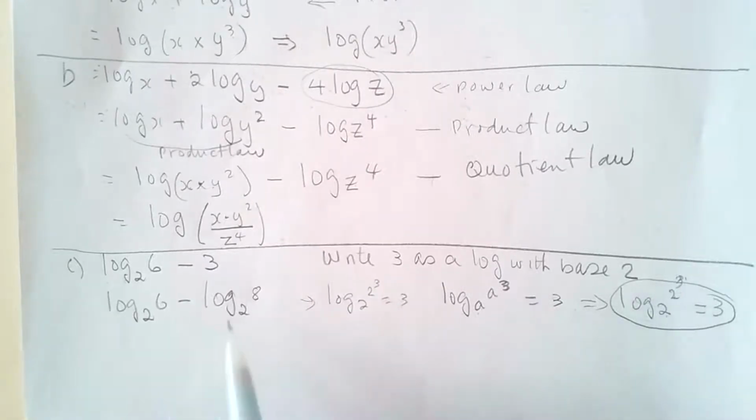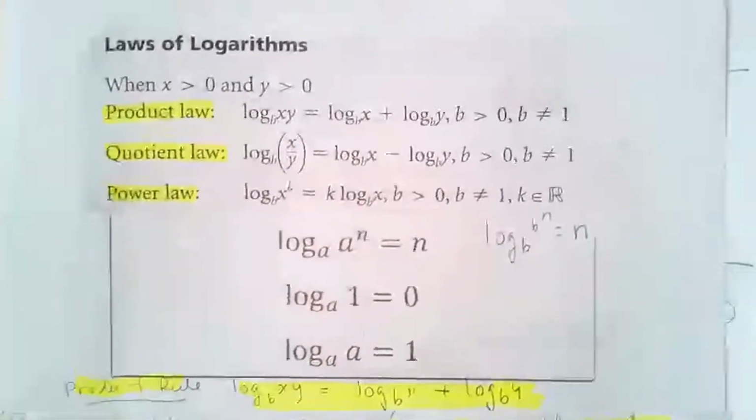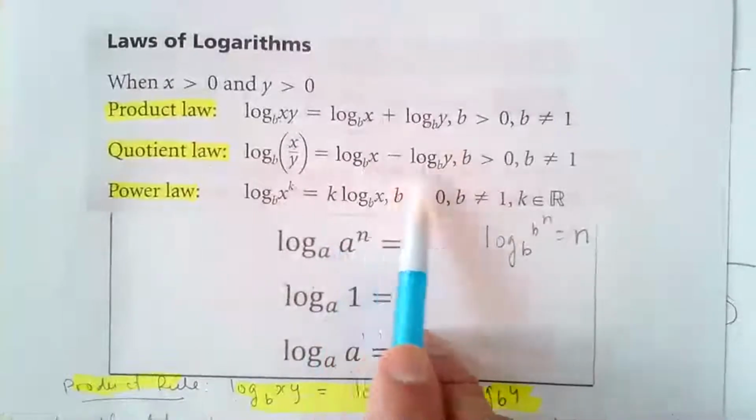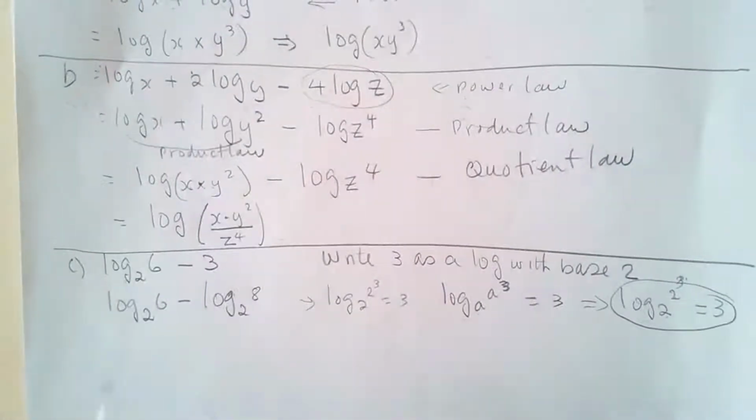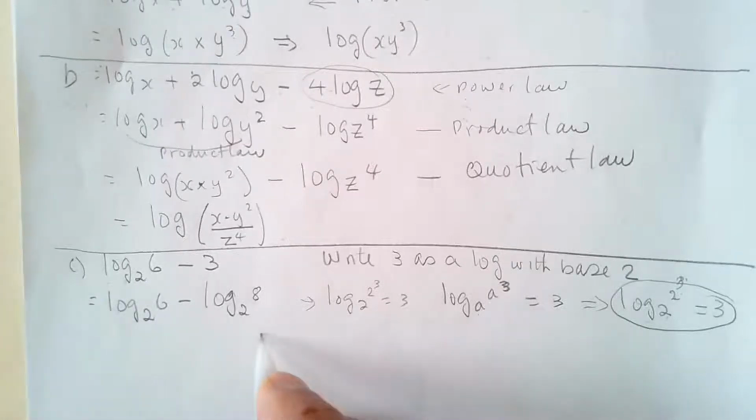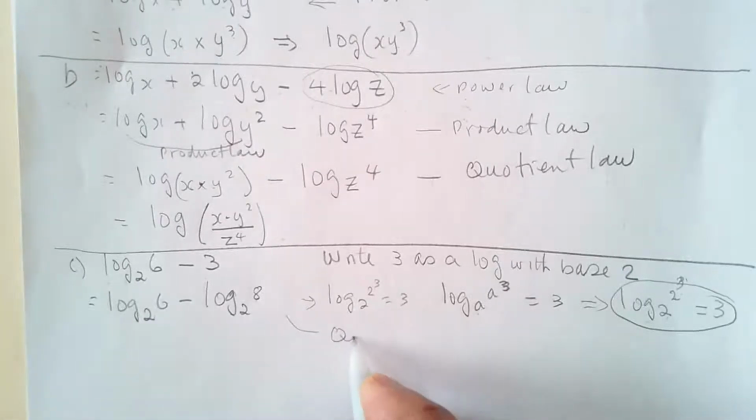Since we need to have a similar base, because these log rules only work, notice the bases are the same. They will not work if they're different. So now we can use the quotient law because it's subtracting. So now we use your quotient law or rule.